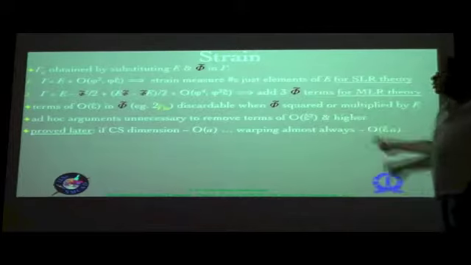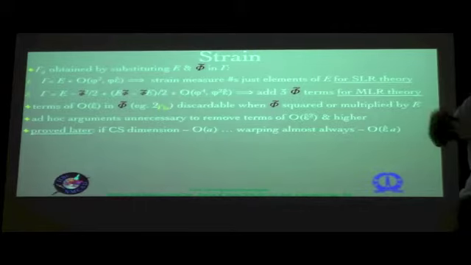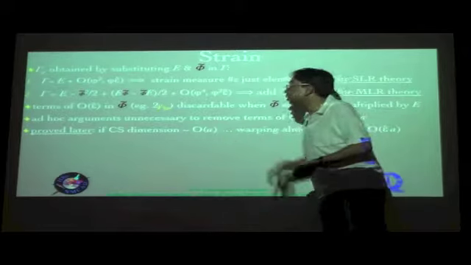If cross-sectional dimensions are, let's say, of the order of magnitude A, for example in a rectangular cross-section of breadth B and height H, B and H are both of the order of magnitude A. So in such a situation, if cross-sectional dimension is of the order of A, then the warping is almost always order of epsilon hat by A.